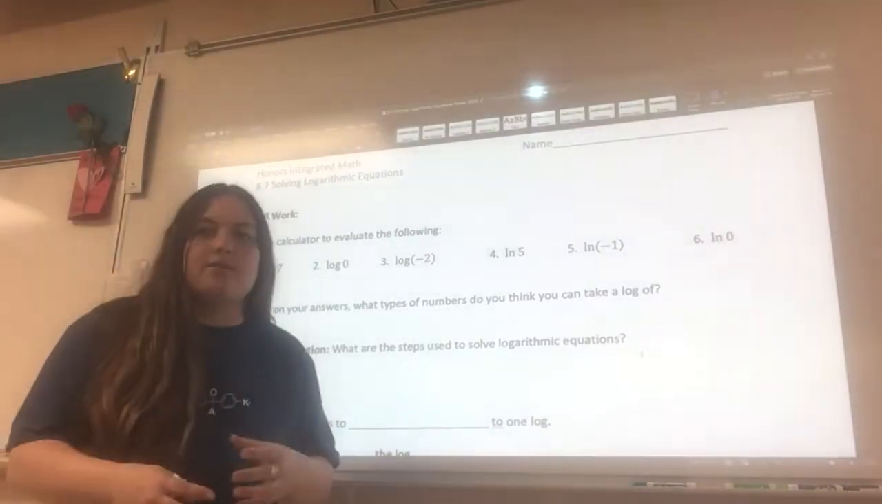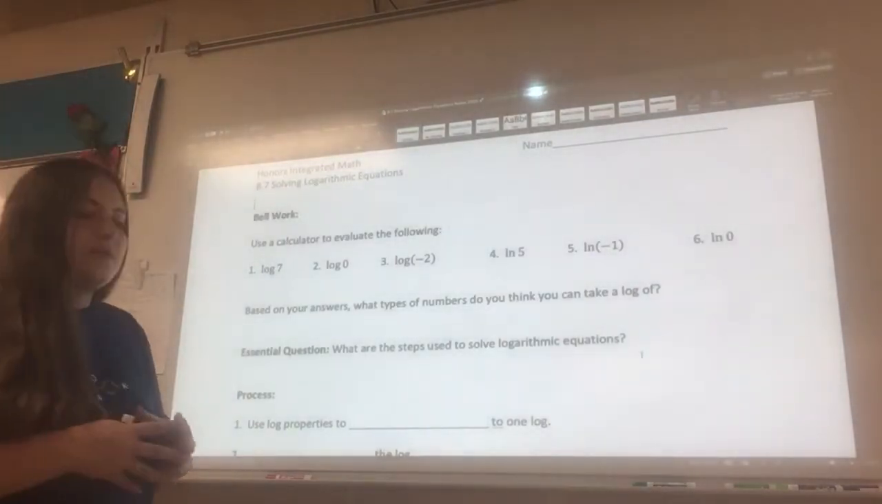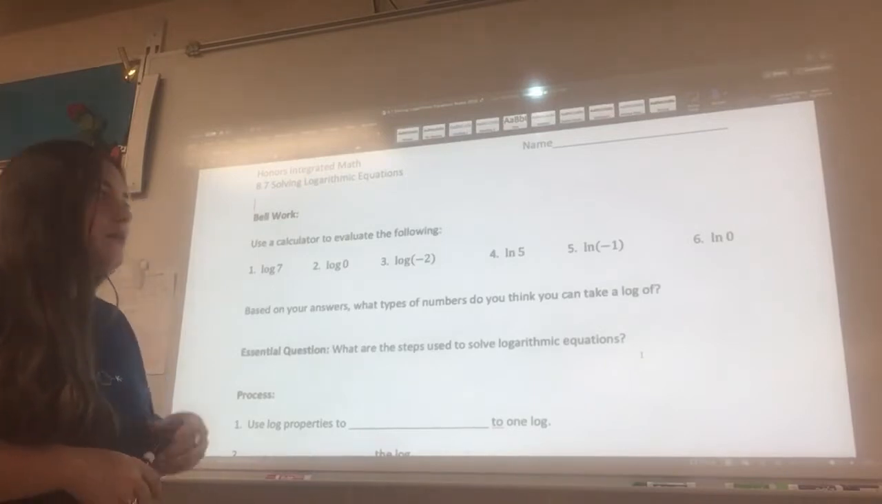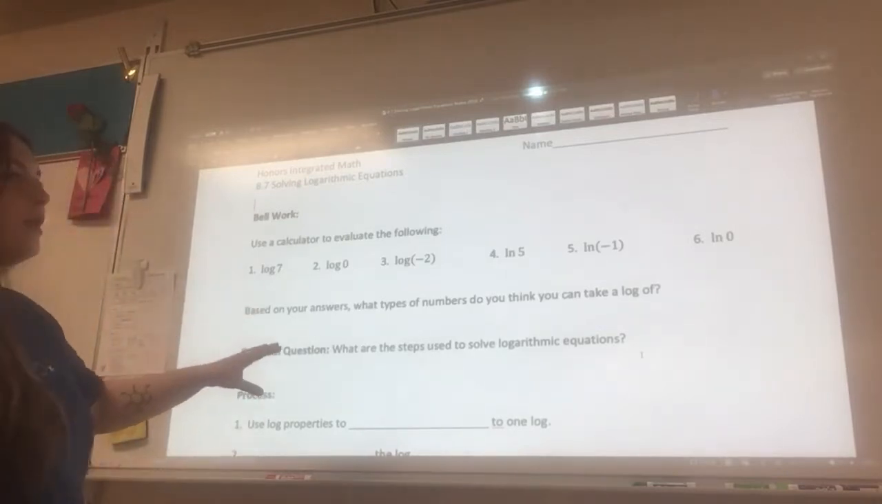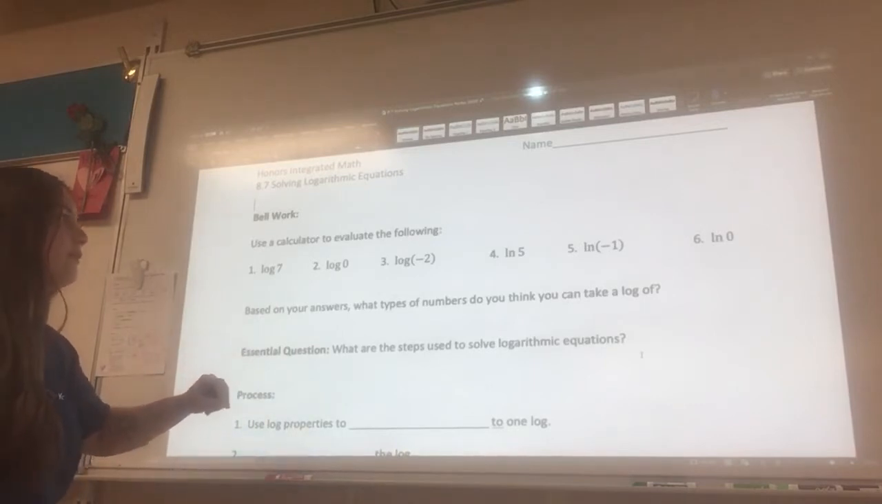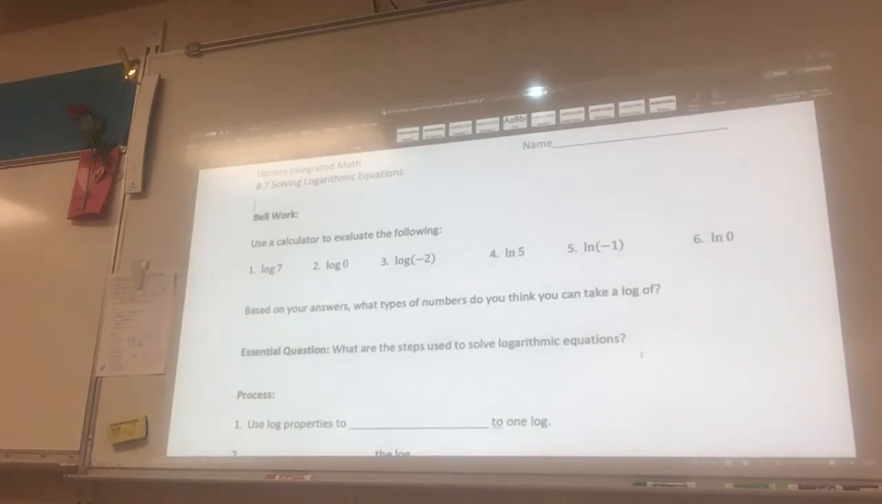So 8-7, we are solving logarithmic equations. This week is definitely about solving and making sure we can solve for the variables. First things first, I really do want you to try out this bell work. You're going to use a calculator to evaluate the following. Go ahead and take a minute and get the answers to the next 6. Go ahead and pause your video if you need to.